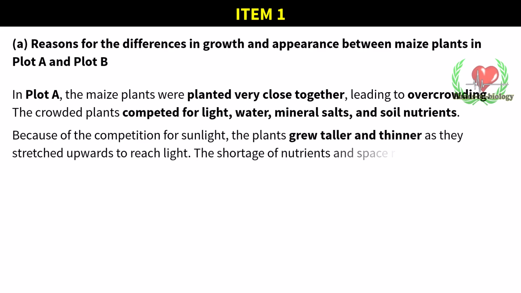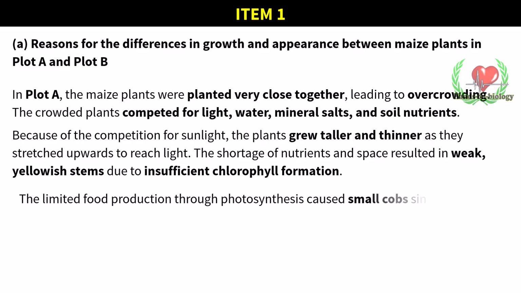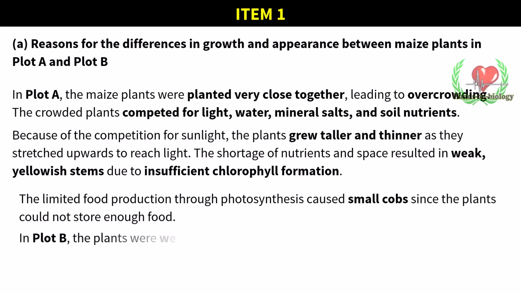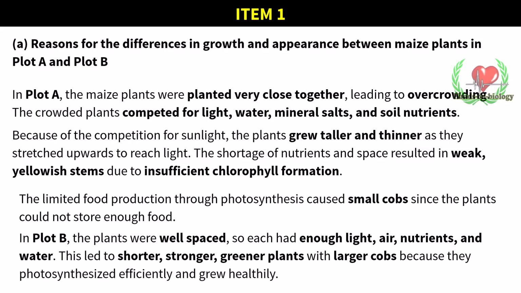The shortage of nutrients and space resulted in weak, yellowish stems due to insufficient chlorophyll formation. The limited food production through photosynthesis caused small cobs since the plants could not store enough food. In Plot B, the plants were well spaced, so each had enough light, air, nutrients, and water. This led to shorter, stronger, greener plants with larger cobs because they photosynthesized efficiently and grew healthily.